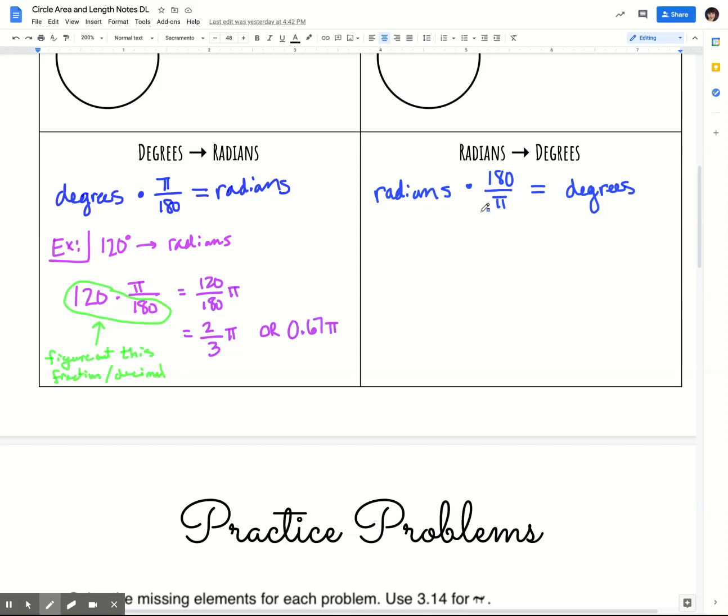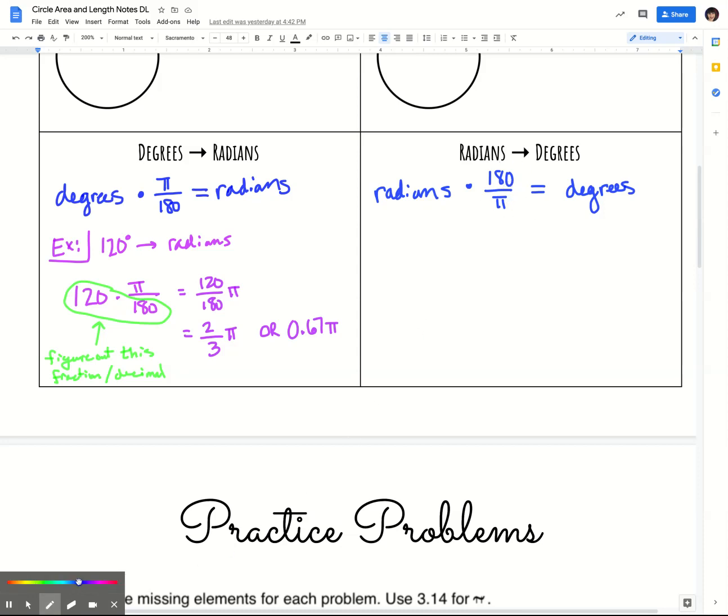Like when you go from feet to inches, you multiply by 12. When you go from inches to feet, you divide by 12, which is the same as multiplying by 1/12, i.e. just flip the fraction, right? It's your reciprocal fraction, okay?